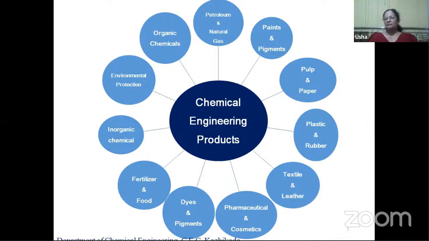Then we are using chappals, that is leather or plastic products. Everything is coming from chemical engineering. That is the connection. Here I am showing some products: paper, pen, plastic, rubber, textile, leather, pharmaceutical, cosmetics, dyes, pigments, fertilizer, food, inorganic chemicals, organic chemicals. Chemical engineering has a main role in the universe. That is why the chemical engineer is called the universal engineer.